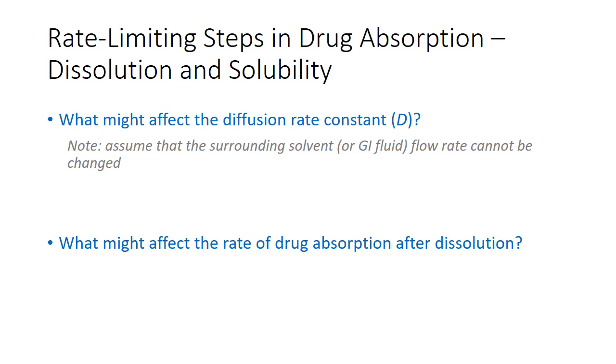Okay. Now there are some more complicated examples where drug or nutrient transporters might pump a drug in. In that case, it wouldn't necessarily require lipophilicity if it's handled by a drug transporter. On the other hand, there are drug transporters that would push the drug out of the intestinal cells and force it back into the GI lumen. So that could impair absorption.